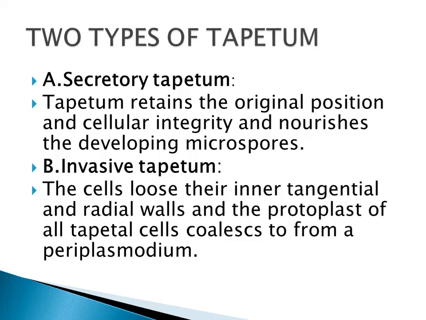There are two types of tapetum formed. The secretory tapetum retains its original position and maintains its cellular integrity. The cellular organelles found there maintain their functions, and it nourishes the microspores. Then the other one is the invasive tapetum. It loses its inner tangential and radial walls, and the protoplasts of the tapetal cells coalesce to form a periplasmodium.